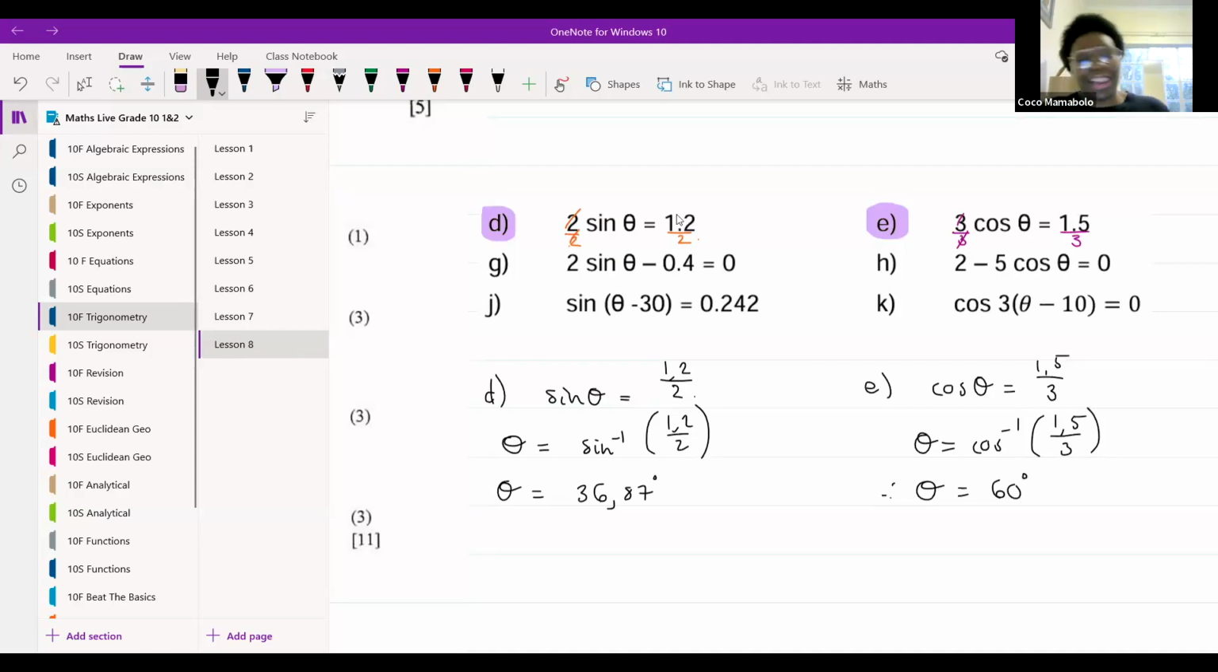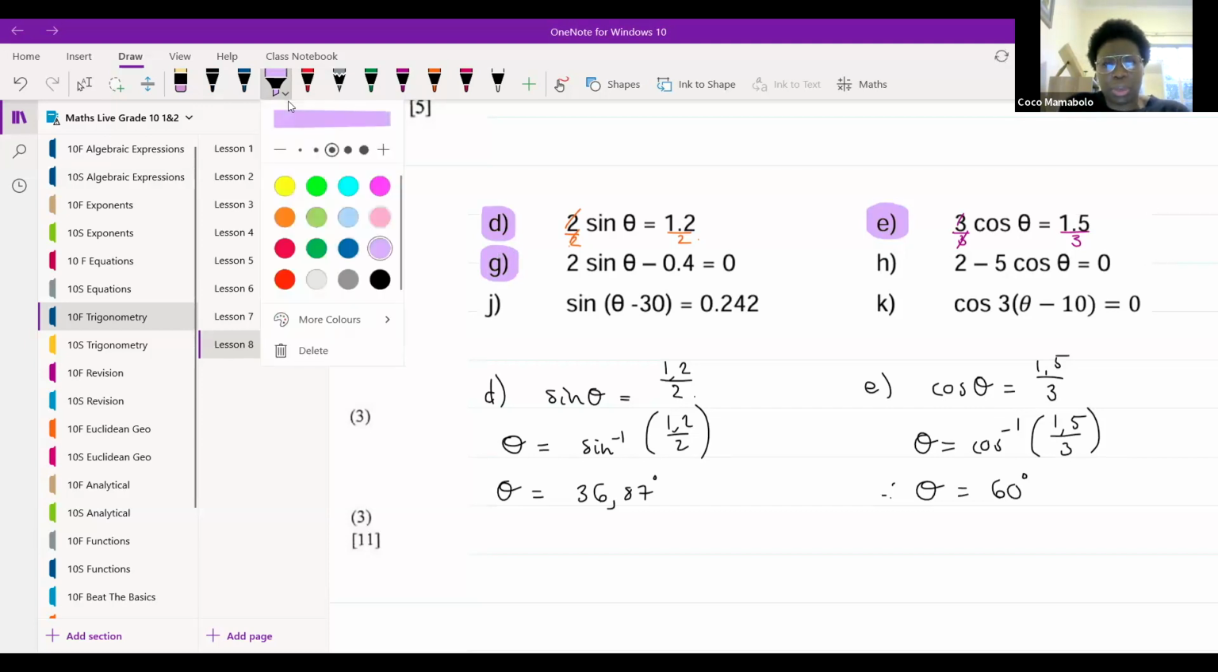Guys, we've got to keep it sharp. Don't forget, we're calculating for theta, it's an angle. It must have degrees.